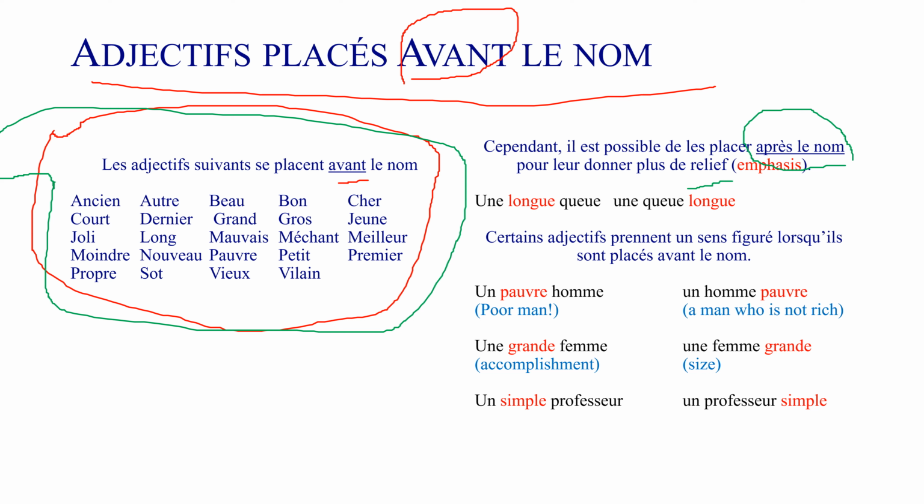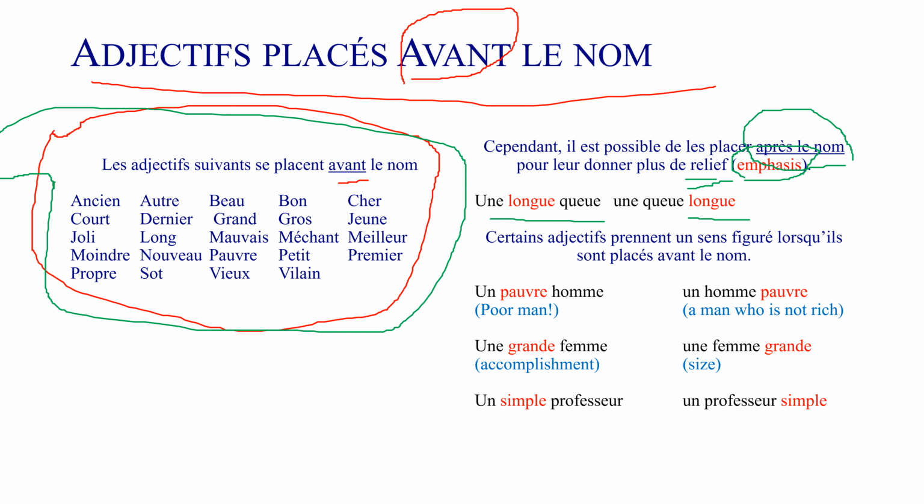Okay? Now, if you are English and you are reading this, it is not relief as in relief from pain. No. Relief in French means emphasis. You want to put emphasis on, in the following example, une longue queue is possible, but you can also say une queue longue because you want to put emphasis on the fact that the lineup is huge.